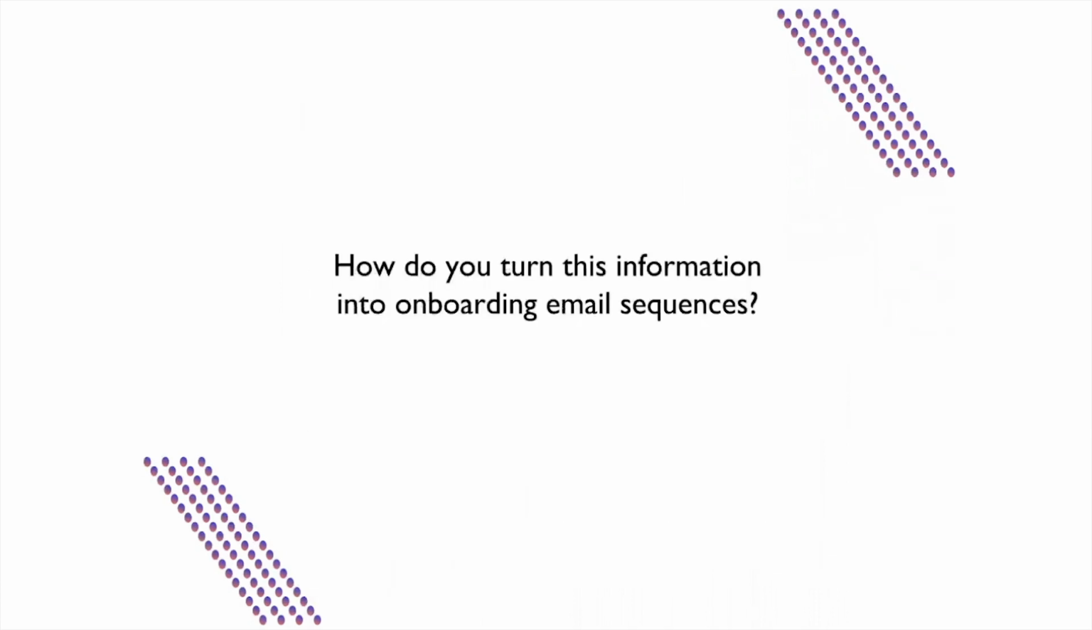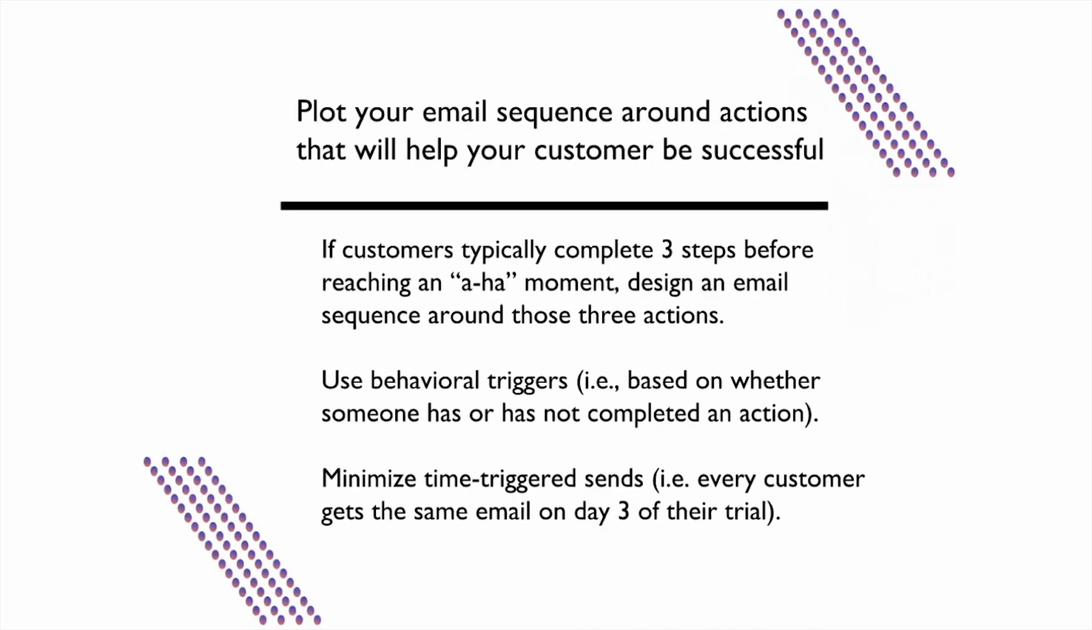So now that you have all of this information, how do you turn it into a sequence? How do you take that complicated branching logic tree and turn it into something that is actually useful? So I recommend plotting your email sequence around those actions, those paths to success that you identified when you were looking at your user behavior analysis, what those metrics are telling you about how people use your product. So for example, if there are 3 steps to become successful, we'll want to see 3 tracks of emails to help you reach those success milestones, ideally.